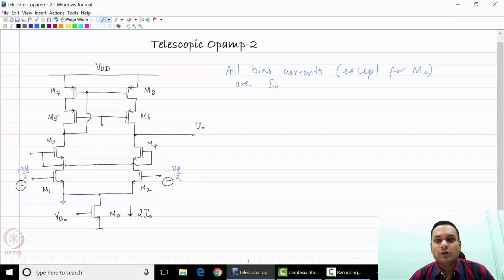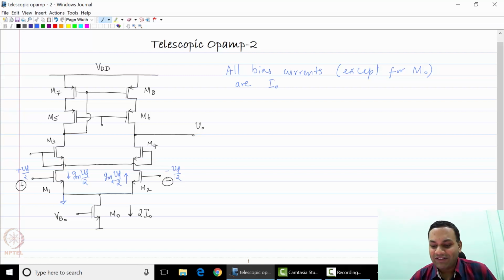Now, since the common source node of M1 and M2 is a small signal ground, the current through M1 is Gm times Vd by 2 downwards. The current through M2 is of course Gm times Vd by 2 upwards, where Gm is Gm1 and which is also equal to Gm2. Now what happens to this current?